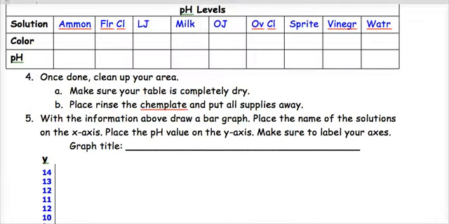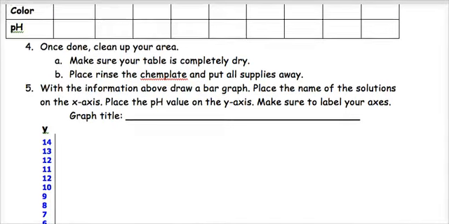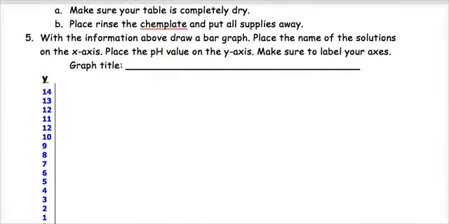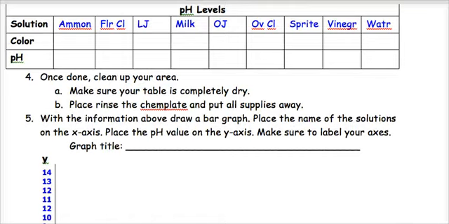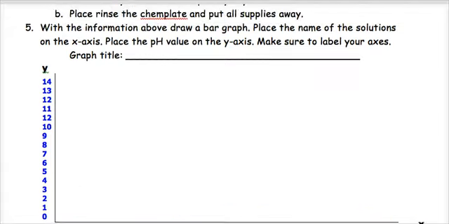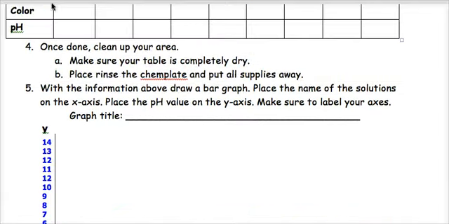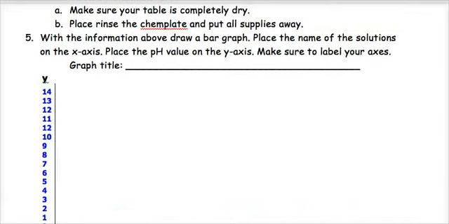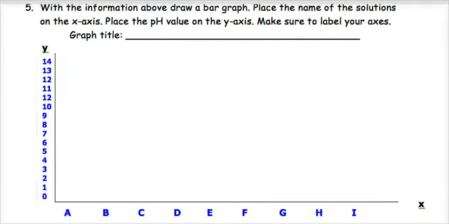Once you're finished determining the color and the pH, then you need to start working on your graph. And it's no surprise that the graph is about the same size as the data table. So you can label down below A, B, C, D, E, F, G, H, I, and you can have the approximate size of each of the data tables. You're going to create a bar graph, and each bar will go up.